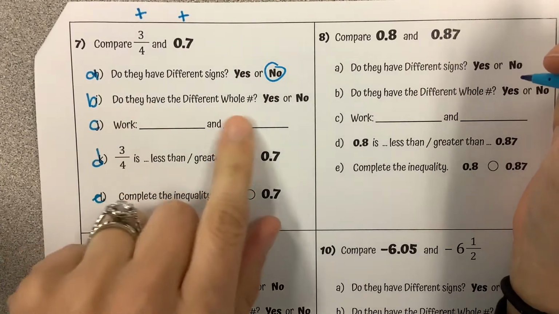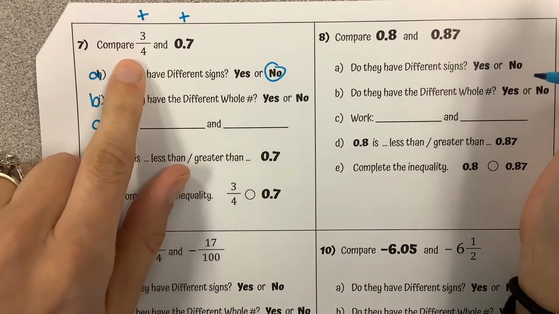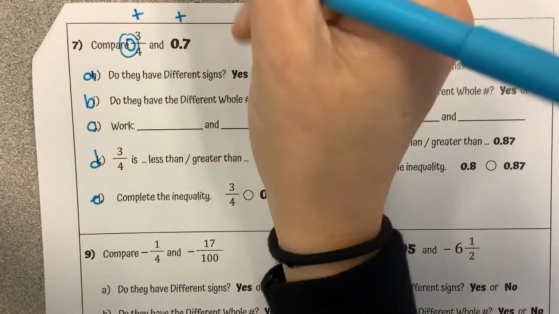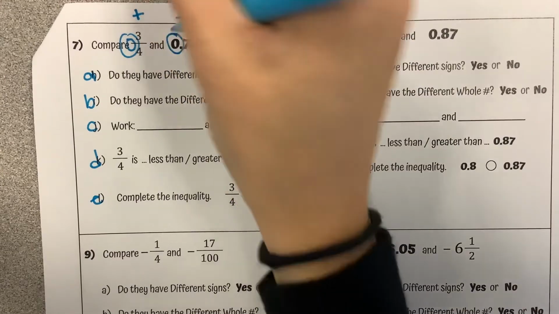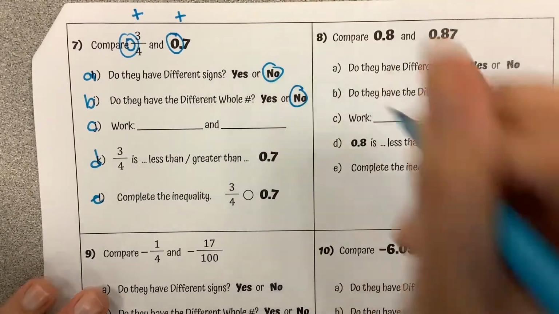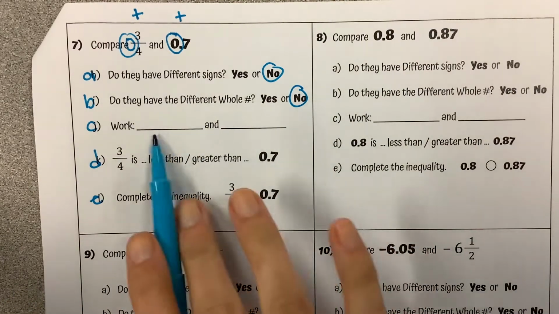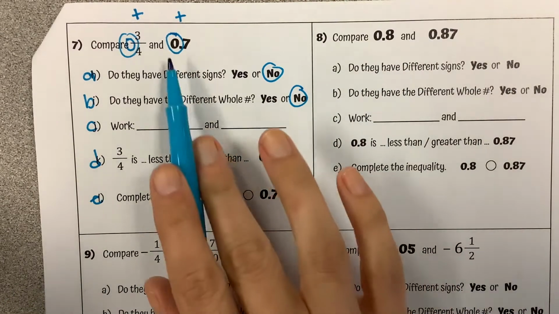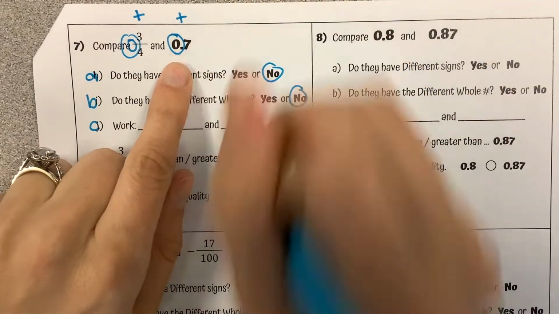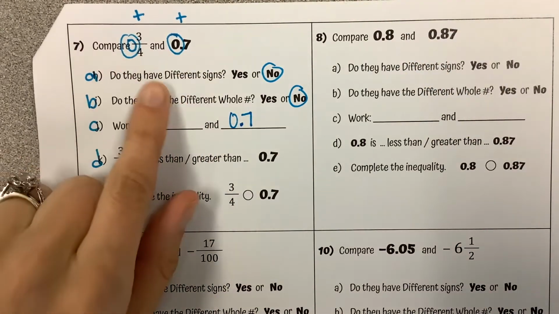Do they have different whole numbers? There's no number to the left of our fraction here. That means the whole number is 0. And in our decimal here, the whole number is 0 to the left of the decimal. So no, they don't have different whole numbers. So we're gonna have to do some work. One of them is already a decimal. The 0.7 is already a decimal, so I'm gonna leave that as 0.7.